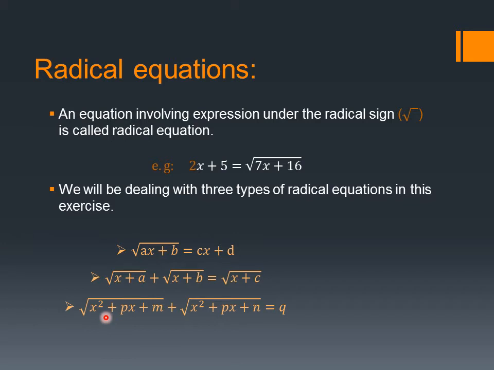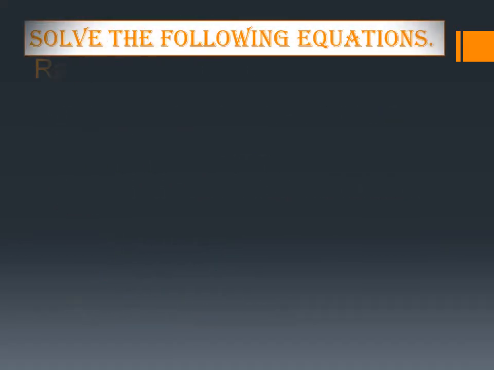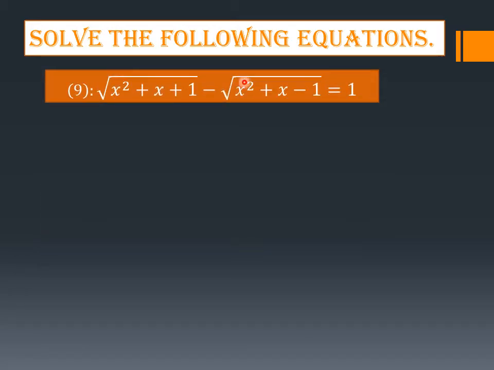So we have to take it as a common digit and we will suppose it equal to some other variable. Our question is, solve the following equations. We have to solve the ninth part, which is under root x square plus x plus 1 minus under root x square plus x minus 1 equals 1.